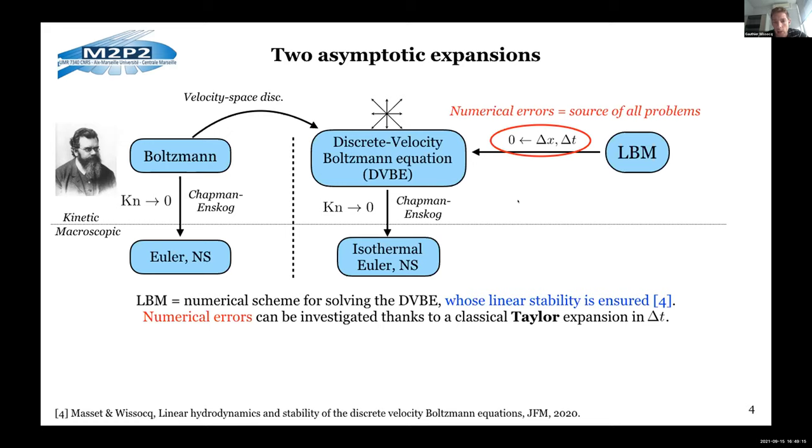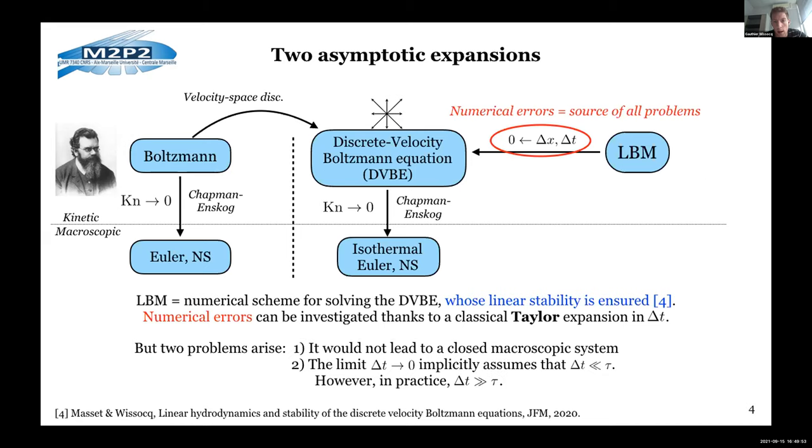And what is very interesting to notice is that the DVBE is linearly stable. Its linear stability is ensured, so we have very good reason to think that the numerical errors performed during the time and space discretization of the LBM are at the origin of all the issues that we observed. And this is interesting because we can a priori investigate this kind of issue using classical Taylor expansions in time step and mesh size, which is what people have usually done for decades in the analysis of Navier-Stokes schemes.